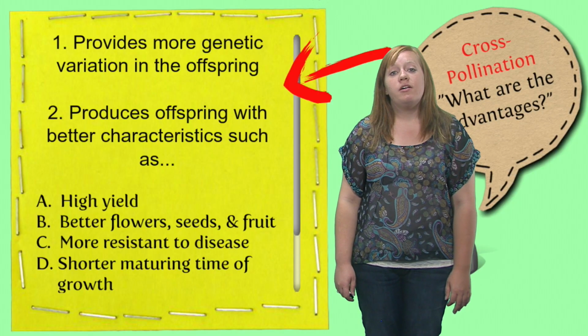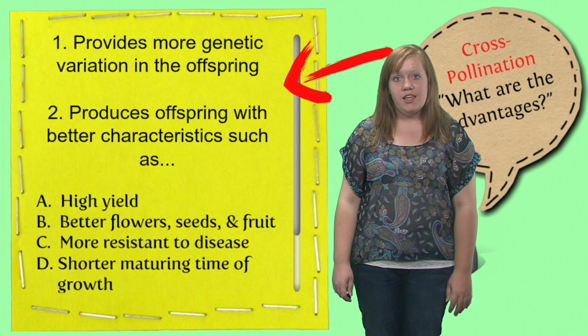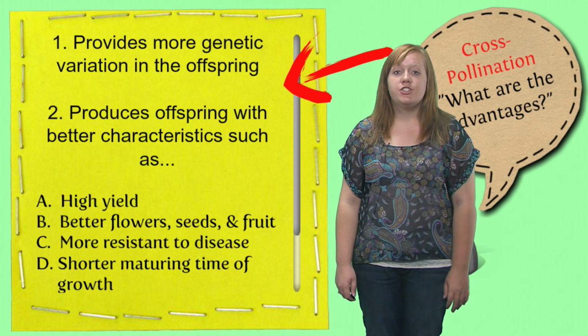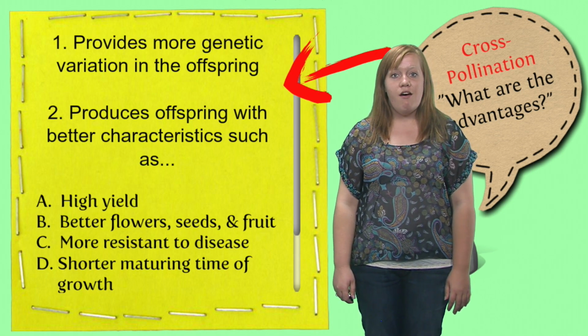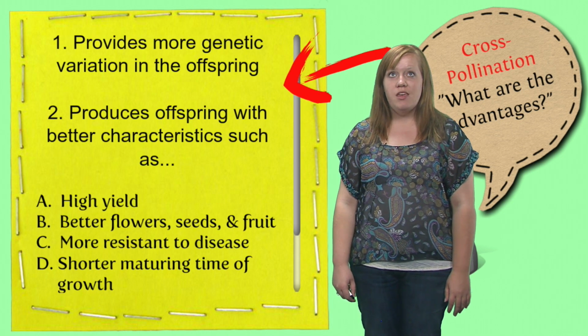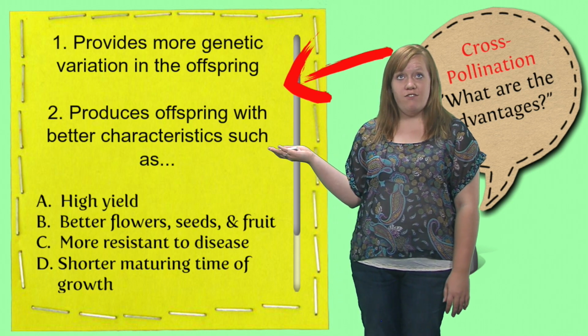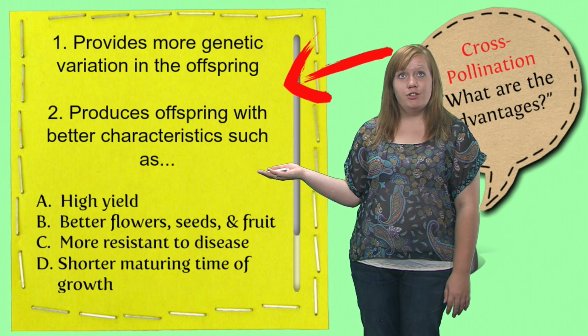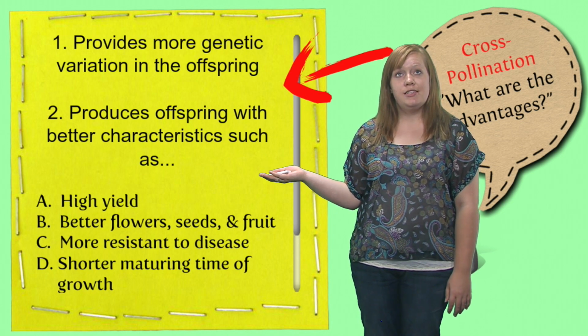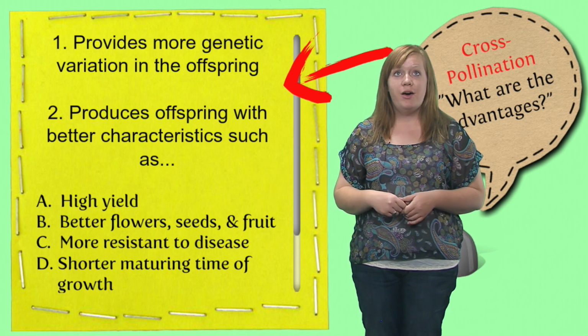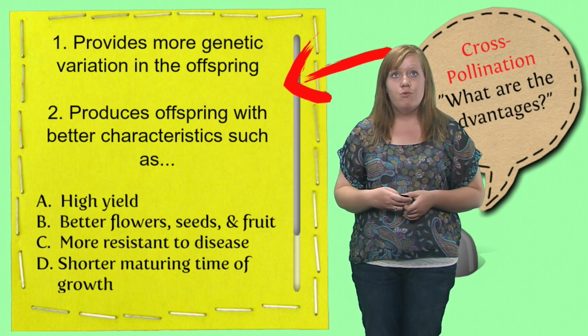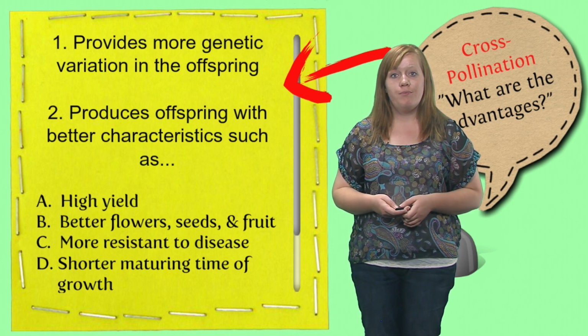However, cross-pollination produces stronger plants. The plants become genetically diverse, so when one disease spreads, not all of the species is destroyed. It provides more genetic variation in the offspring. It produces offspring with better characteristics, such as high yield, better flowers, seeds, and fruit, more resistant to disease, and a shorter maturing time of growth.